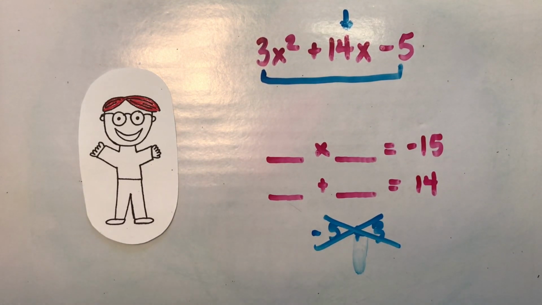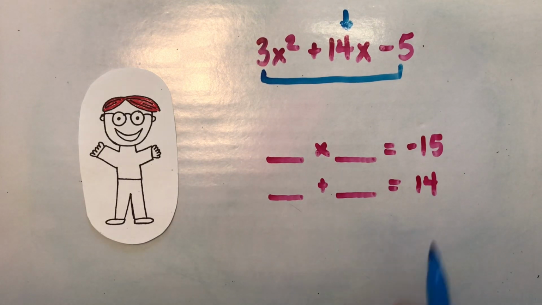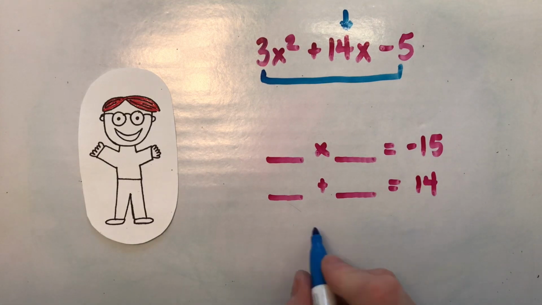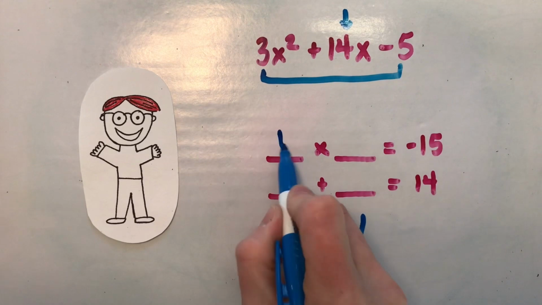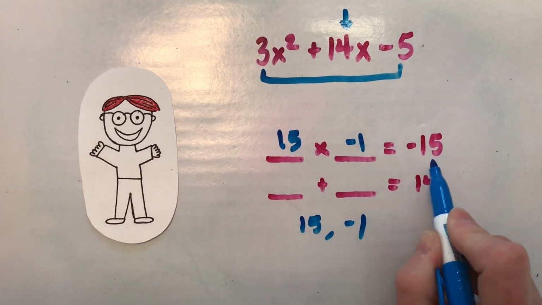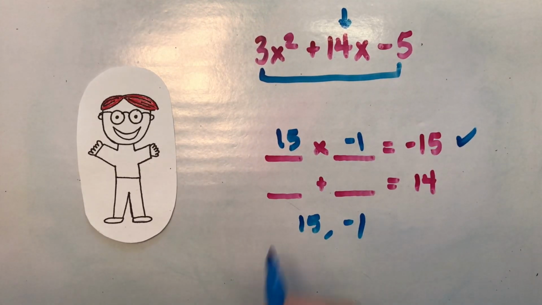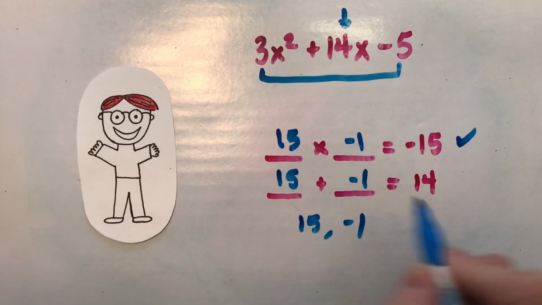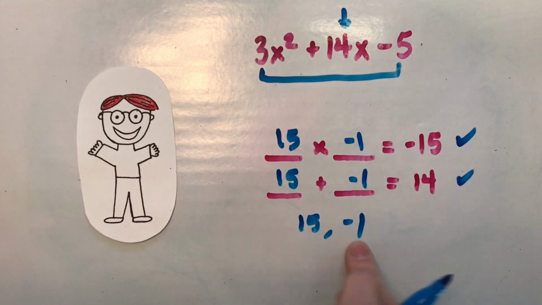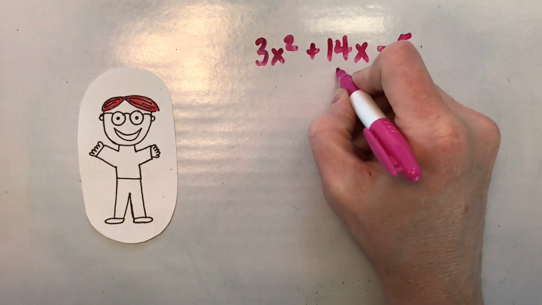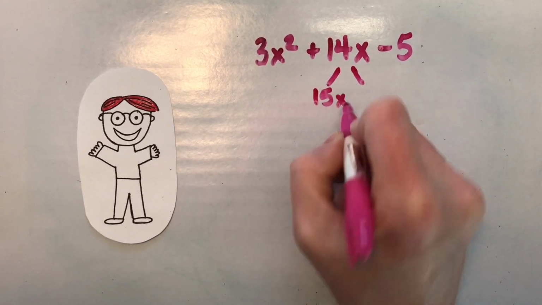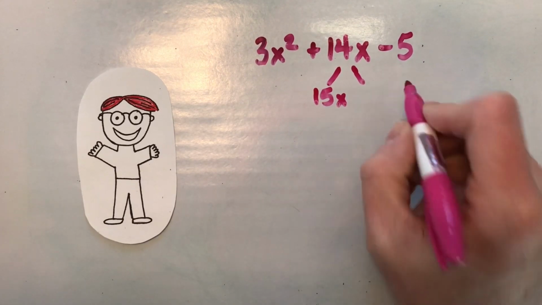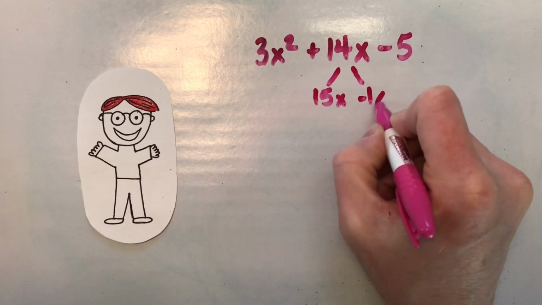So a strategy we looked at in a previous video was that if that's a plus 14, that tells us our factors are going to be pretty far apart from each other. So let's try a plus 15 and a minus 1. 15 times minus 1 definitely gives us minus 15, so that works. And 15 plus minus 1 is the same as 15 take away 1, which is 14, so that works. So what we're going to do now is split that 14x into our two factors that we just came up with, a 15x and a minus 1x.